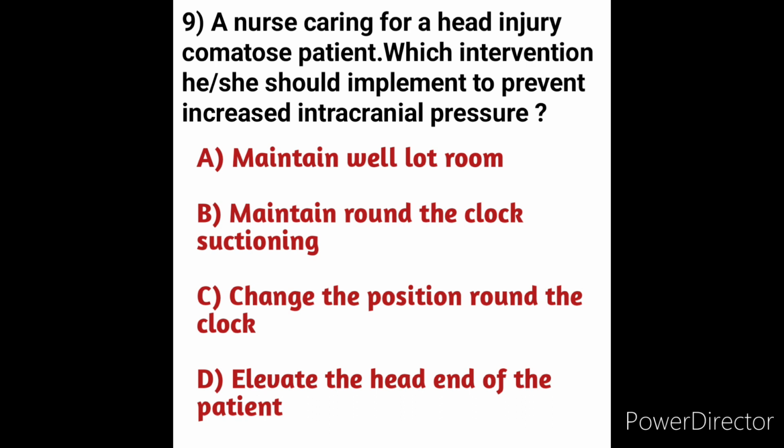For a comatose patient, interventions that a nurse can use to lower or stabilize intracranial pressure include elevating the head of the bed to a 30 degree angle, keeping the head in a neutral position, maintaining normal body temperature, and preventing fluid volume overload. It means we have to elevate the head end of the patient. So here option D is the correct answer.